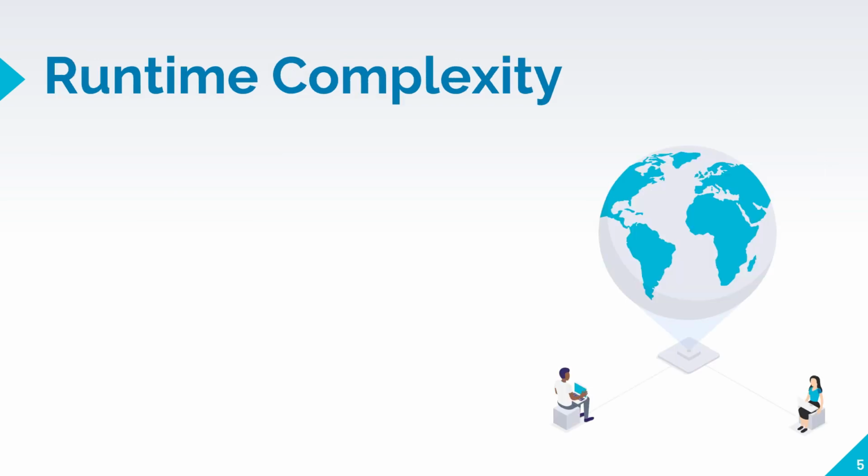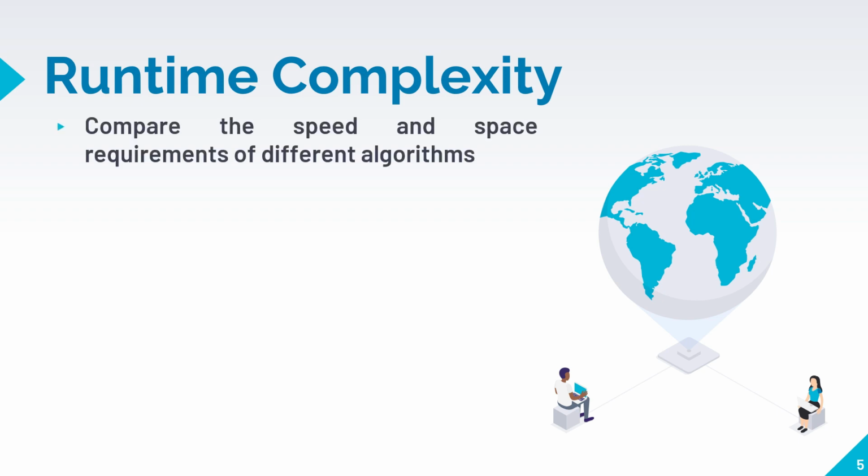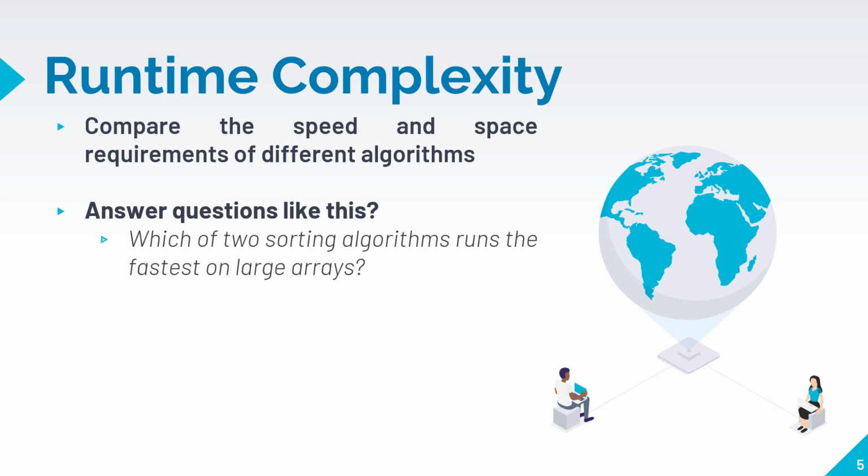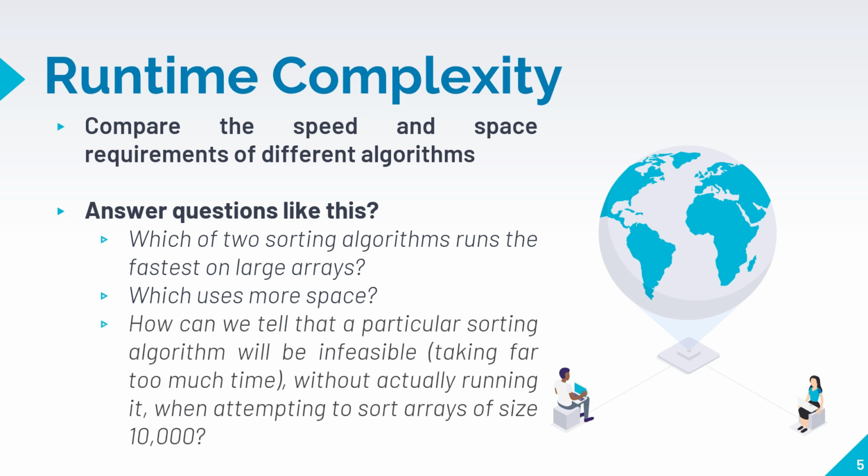We have the term runtime complexity. We will define a notion of runtime complexity which will allow us to compare the speed and space requirements of different algorithms. For example, we will want to answer these questions like, which of two sorting algorithms runs the fastest on large arrays? Or, which uses more space? Or, how can we tell that a particular sorting algorithm will be infeasible if it takes far too much time without actually running it when attempting to sort arrays of size 10,000?